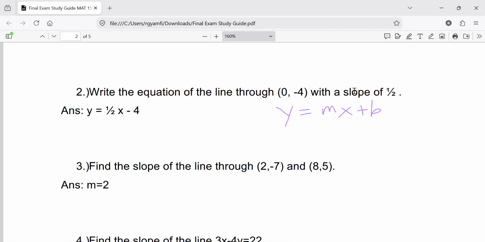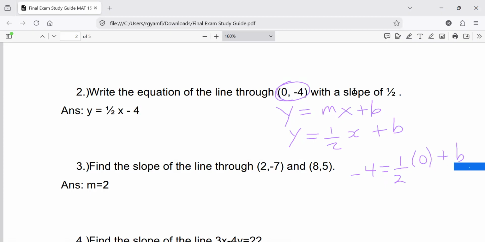Okay, so my slope is m, so y equals 1 over 2x plus b. Now I need to find my b because for every equation, you need the b part to be a number. So to find b, I've got x and y here. So I'm going to replace x with a 0 and then y with the -4. So y is -4 equals 1 over 2 times x, which is 0, plus b.